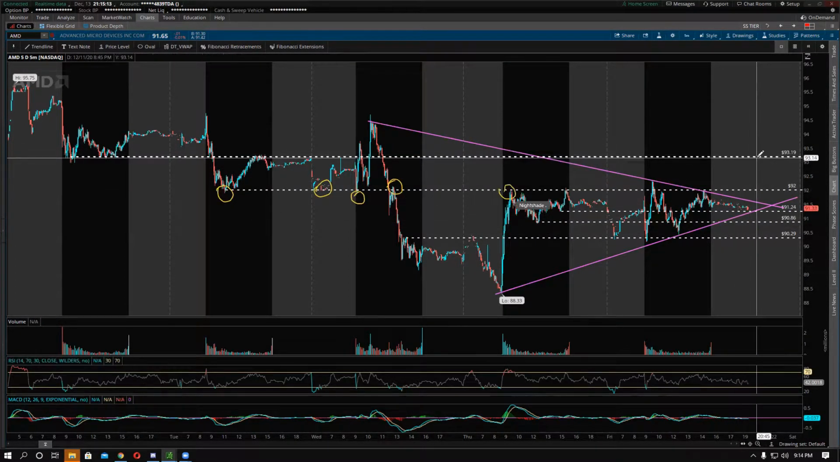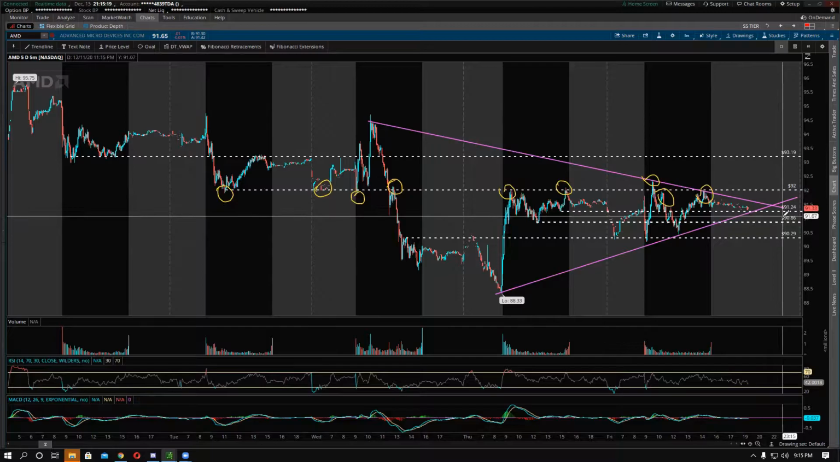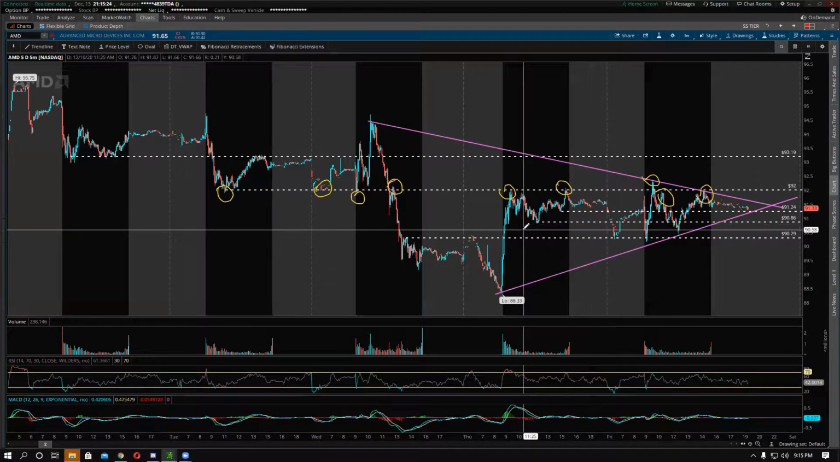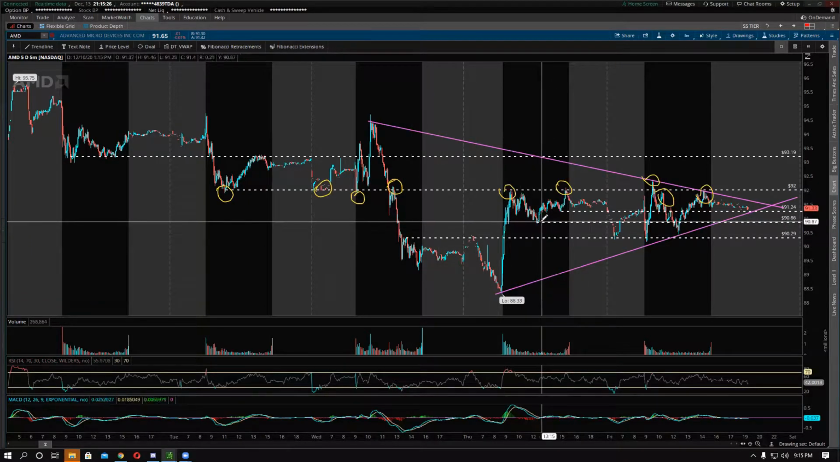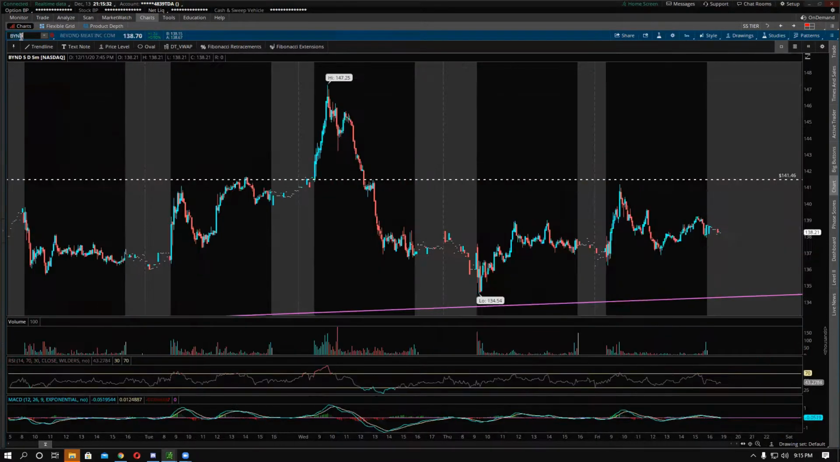A break of 92 will easily give us 94s. And below 91.20s will easily go back to 90s and 90.30s. These numbers don't come out of nowhere, so you've got to make sure you draw your support and resistance lines. That's pretty much it. You can pick any stock and do it.